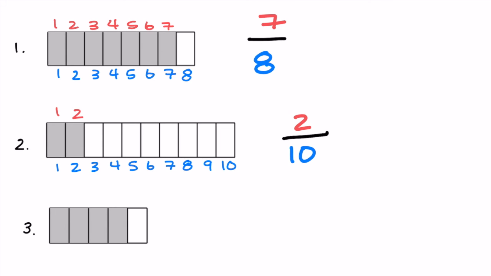Okay, you guys know the drill by now. Let's count the total number of boxes. 1, 2, 3, 4, 5. So our denominator is 5. And now our numerator. How many are shaded in? 1, 2, 3, 4. So our numerator is 4. So our final fraction is 4 over 5. Nice job, guys.